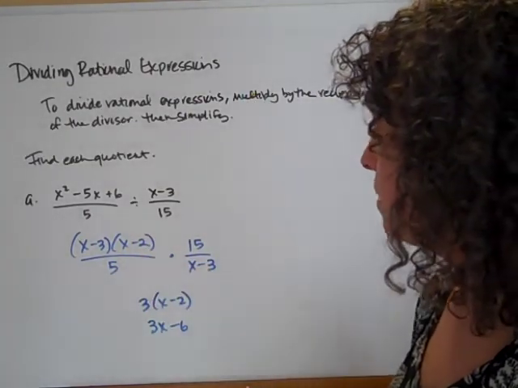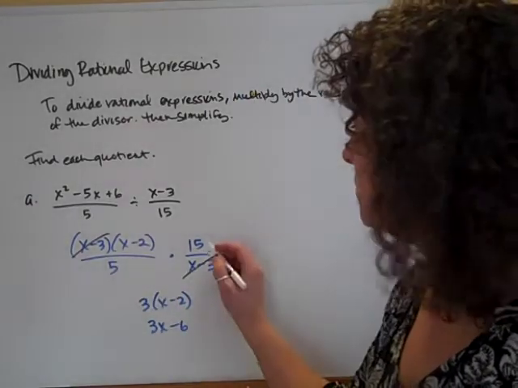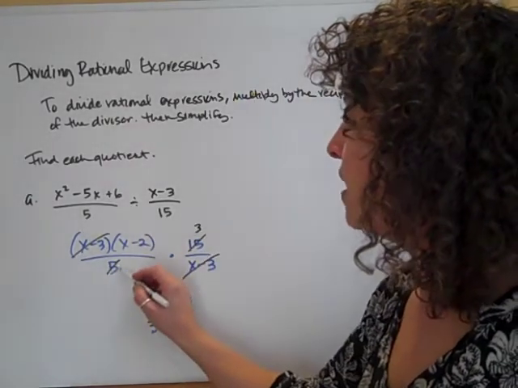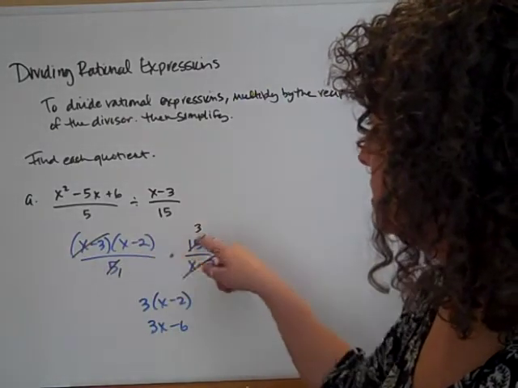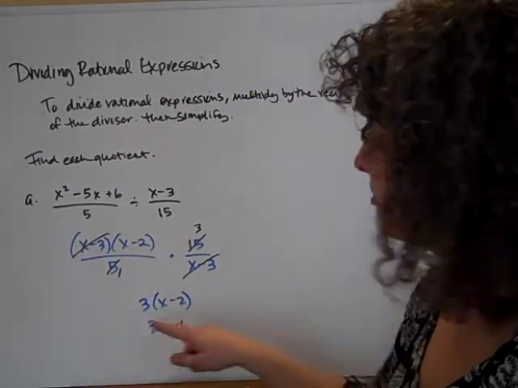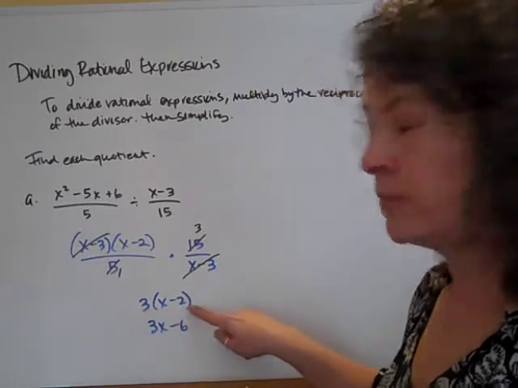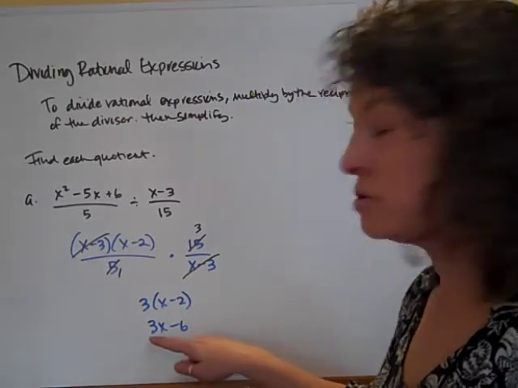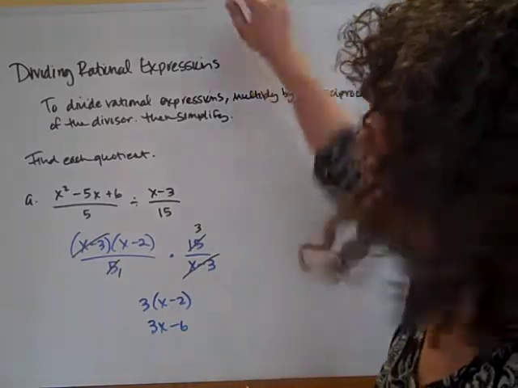Again, I'm going to look for common factors here, so the x minus 3 and the x minus 3 simplify out. The 15 and the 5 have a 5 in common, so I can simplify those two. So I'm left with 3 times (x minus 2) and a 1 in my denominator, so I don't need to worry about it. I can write this in simplified and factored version, 3 and then (x minus 2) in parentheses, or if you want to distribute, you can write it as 3x minus 6. Either one. There is our quotient.